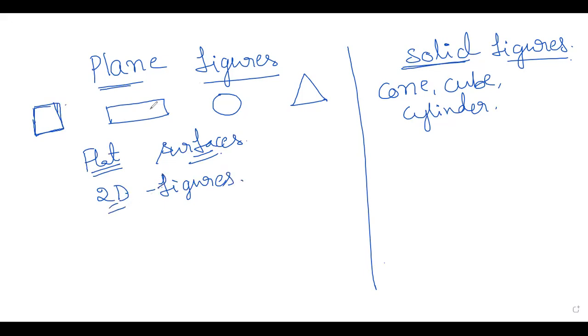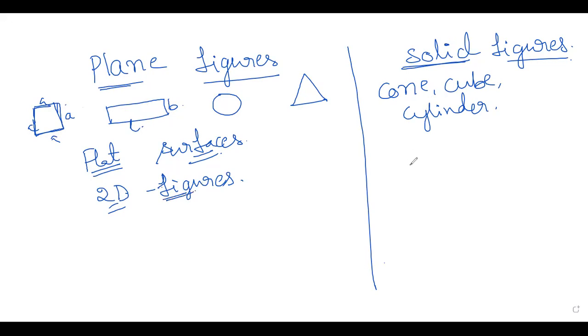In plane figures, see, all are closed figures, right? All are closed figures. And we can measure, for example, take a blackboard. You can measure the length of the board and the breadth of the board, right? We can measure only two dimensions here, right, children? Length and breadth. So that's why these are called 2D figures.